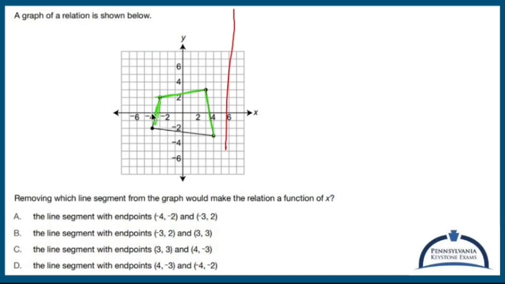So this point is -4, -2. So I've got to remove -4, -2. I also have to remove this point right here, which is 4, -3. And that's D. What a weird problem. I liked it though.